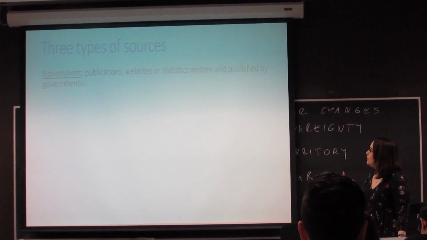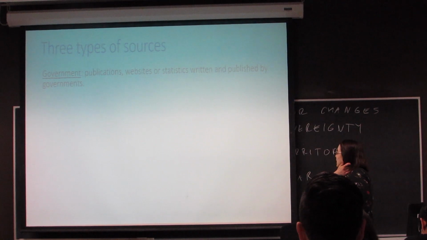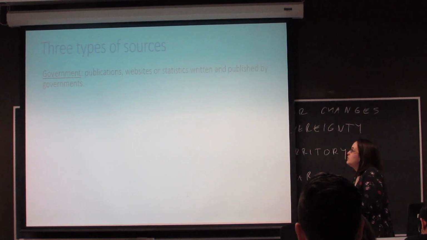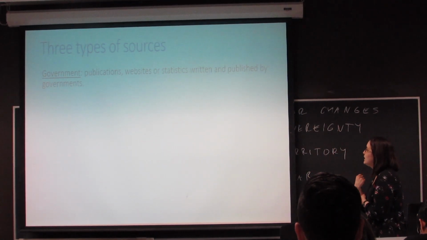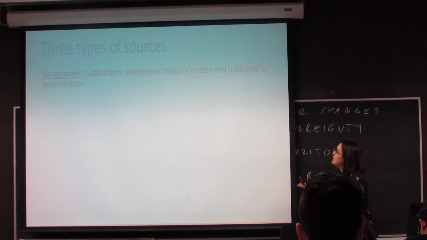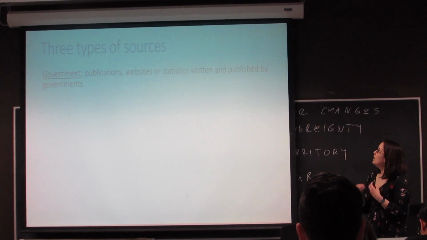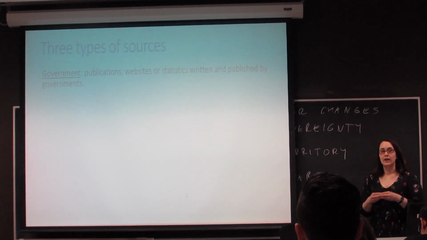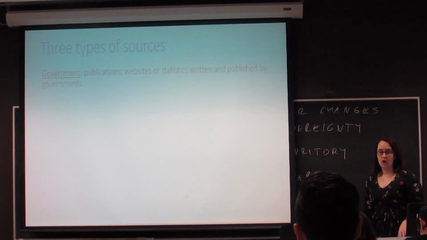So I just wanted to talk about 3 kinds of sources today, because I'm going to show you some things in the subject guide. So when I talk about government sources, I'm talking about publications, websites, or statistics written and published by governments. So the government is the publisher and they're in charge of their content.